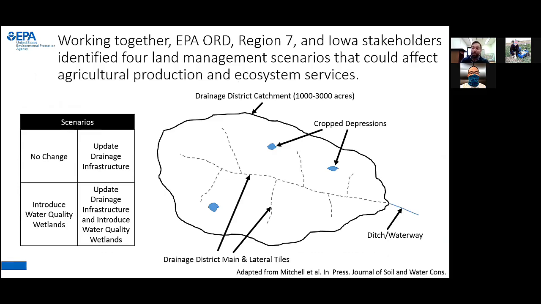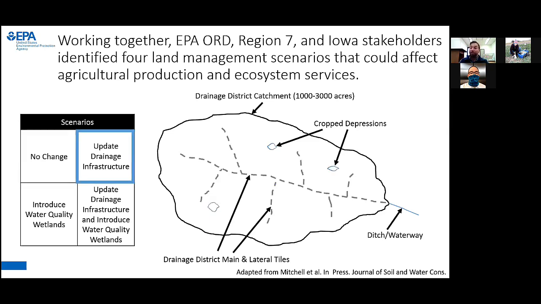Working together, EPA's Region 7, the Office of Research and Development, and the Iowa Stakeholder Group identified 4 land management scenarios that could affect agricultural production and relevant ecosystem services for the region. The scenarios include a baseline no change scenario with underperforming drainage infrastructure and no water quality wetlands. So note here that crop depressions or farm wetlands, if they are classified as such, are still likely to seasonally flood and result in crop losses in this scenario.